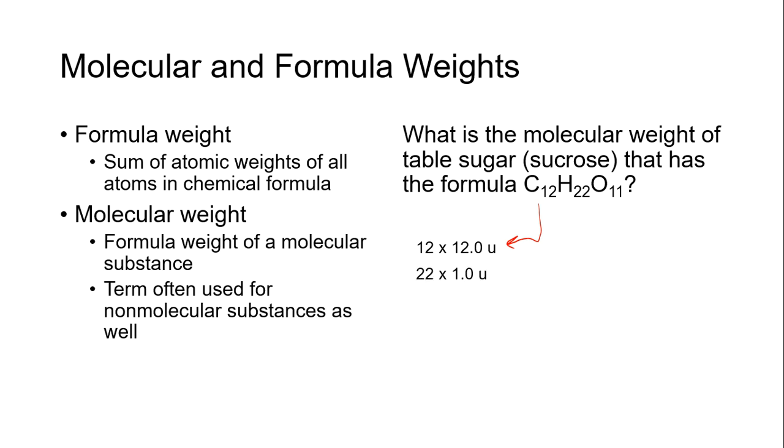We also need to add the 22 hydrogen atoms. Now, hydrogen has an atomic mass of 1, since it's merely one proton in the nucleus, but there are 22 of them. We also need oxygen, which has an atomic mass of 16, but there are 11 of them. So if you take 12 times 12, 22 times 1, and 11 times 16, then you get a total of 342 atomic mass units. That would be the molecular weight of sucrose, table sugar.